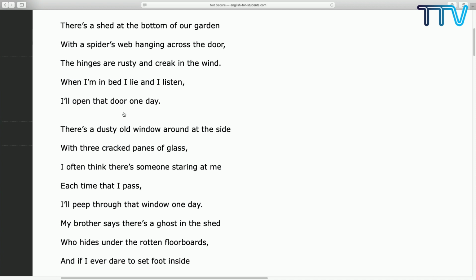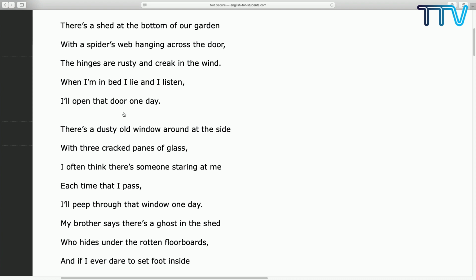You see, there are so many words related to seeing. For example, you see the spider web hanging across the door, you see the hinges getting rusty, and you also have the word which is related to your hearing, creak. The rusted things, when the wind blows, will produce so many strange sounds, for example, a creaking sound like this. Now go to the second stanza.